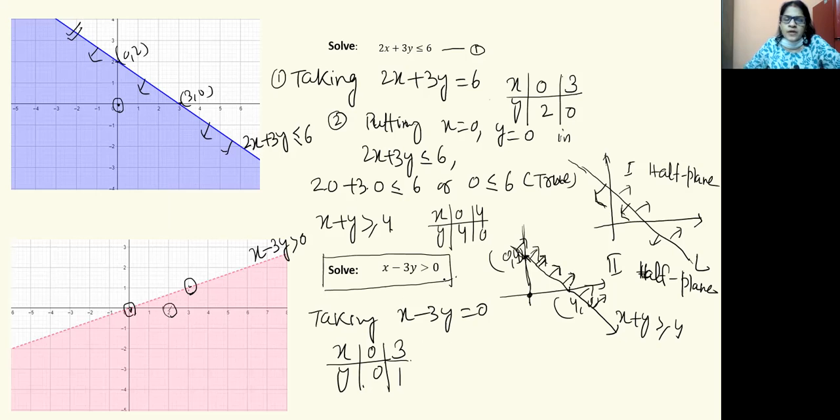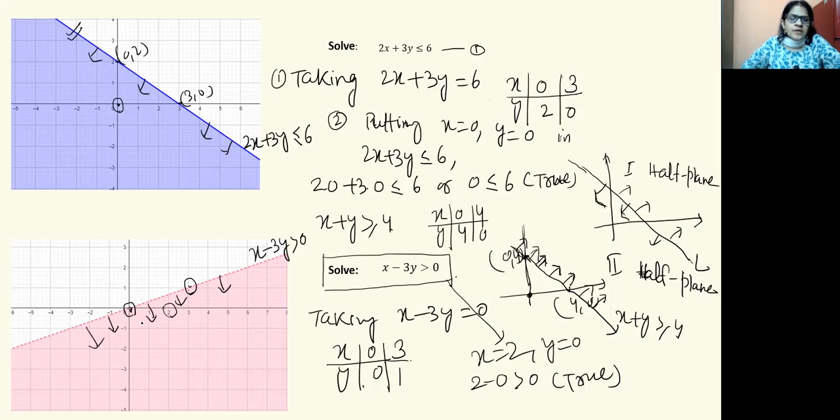So if I put (2, 0), you can check it: 2 minus 0 is greater than 0, that is, 2. It means the solution region will be towards the point (2, 0). Here the solution portion will be containing (2, 0). It means the solution is towards this point.